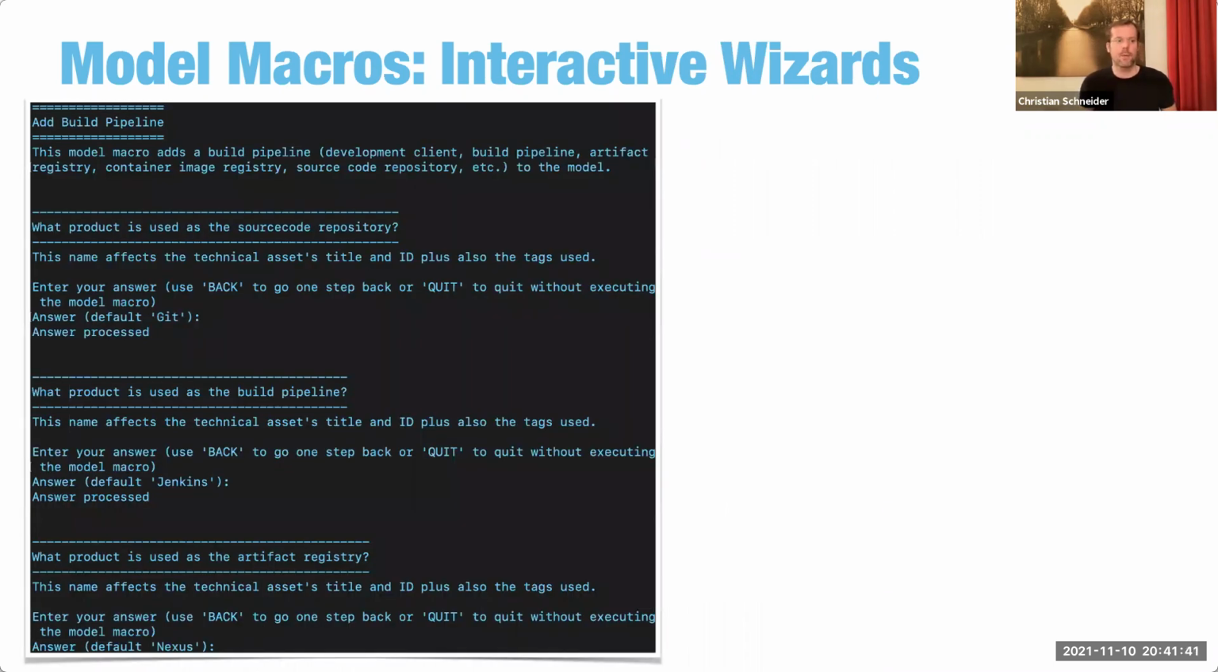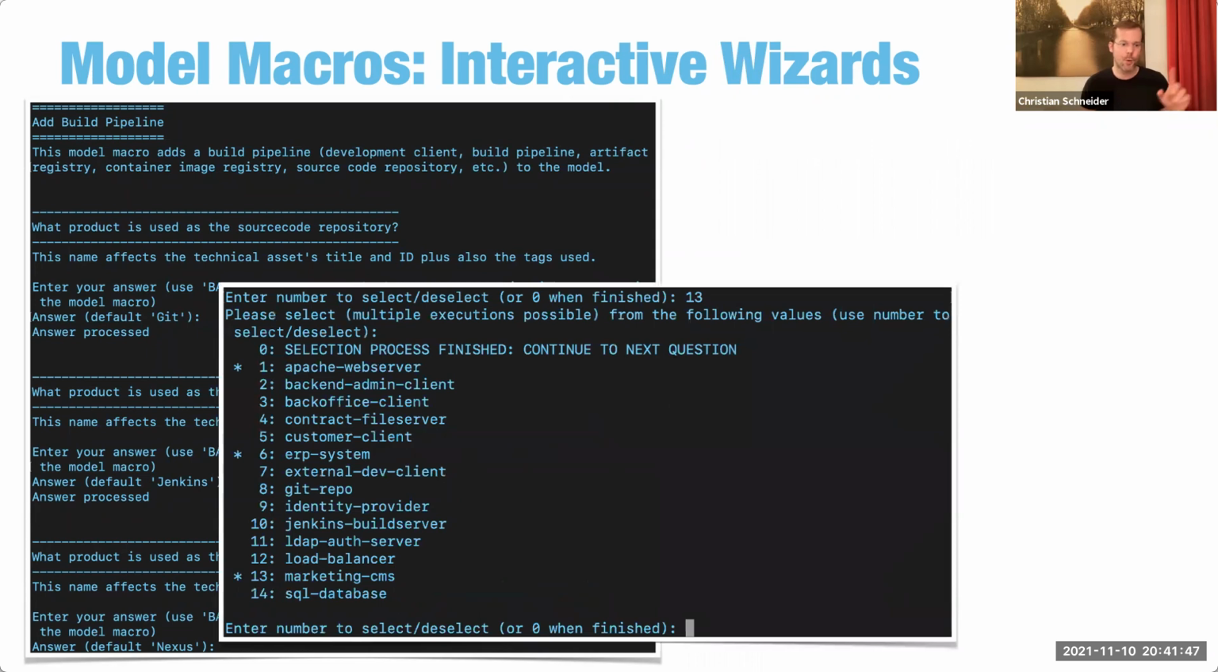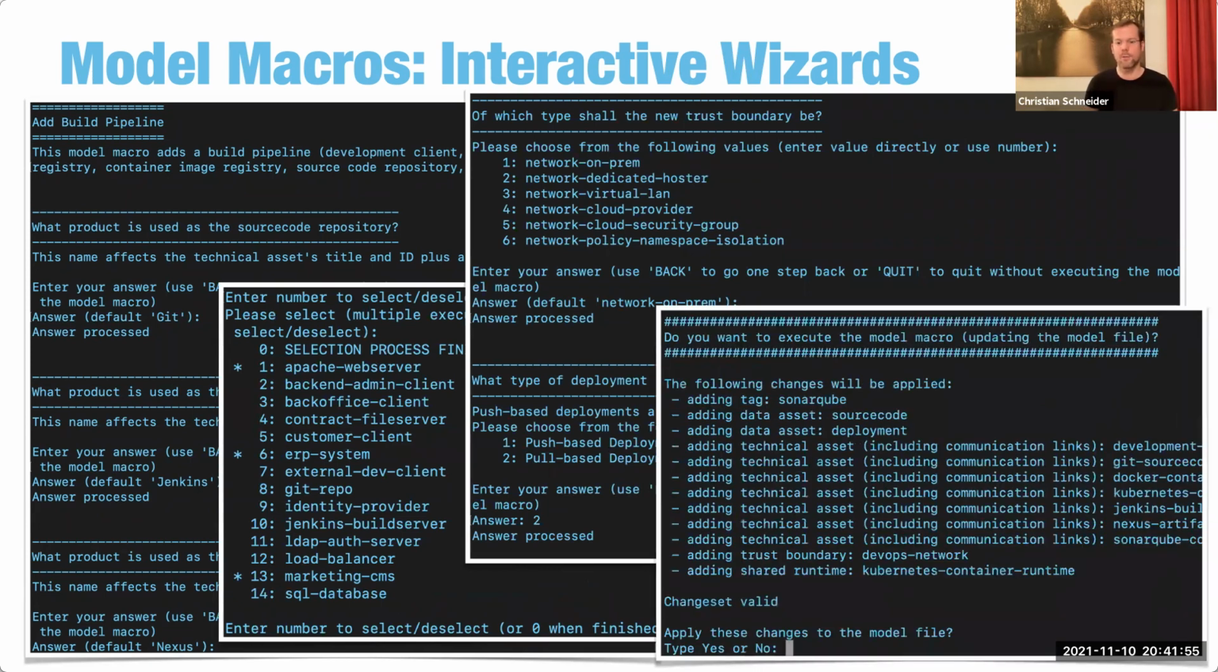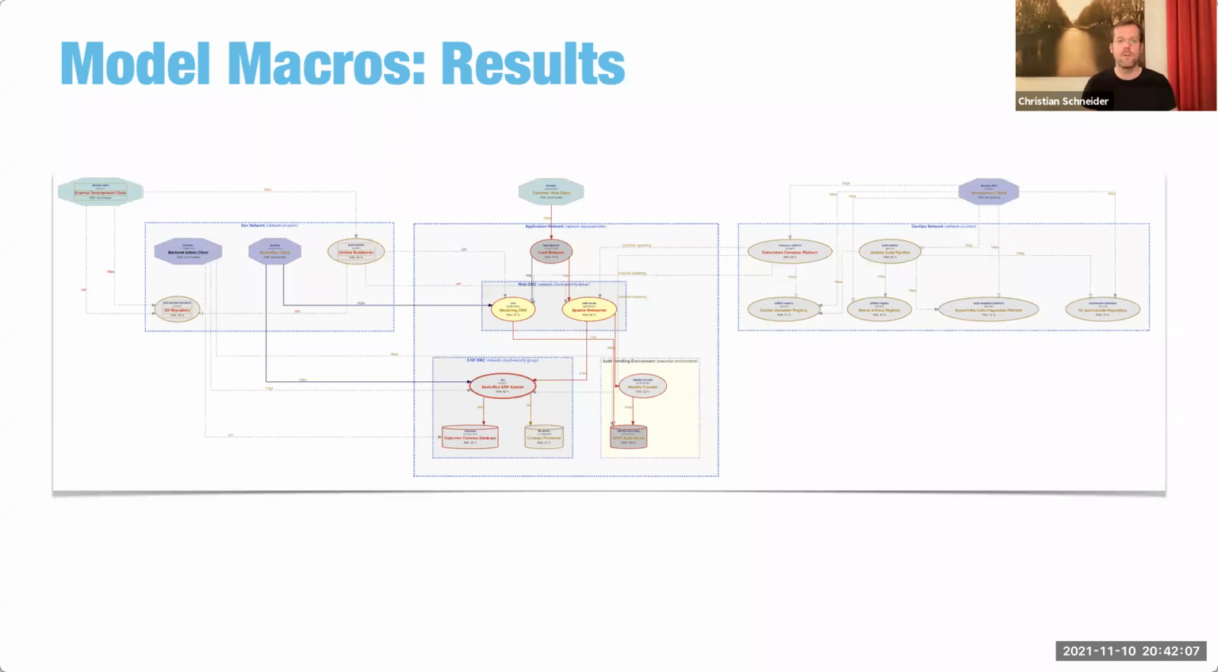So here you see an example that's just on the command line. The model macro to add a build pipeline is asking a few questions to the user, and you can point out what components you'd like to deploy and stuff like that. And then it's doing a dry run and it says, okay, change set looks valid. I would now add these things: those assets, technical assets, data assets, communication links, and those trust boundaries. And should I now do it on your model file, creating a backup, of course. And then you get new things built.